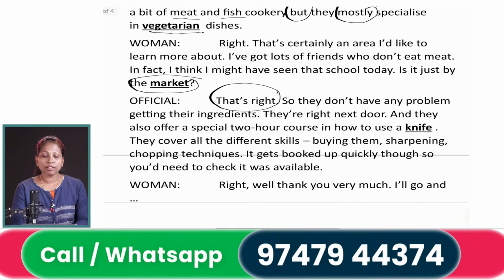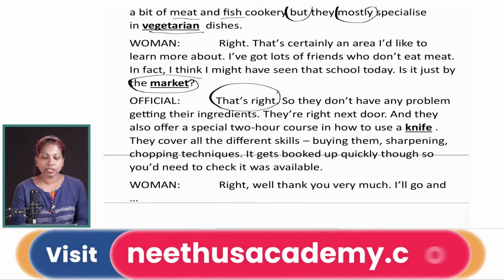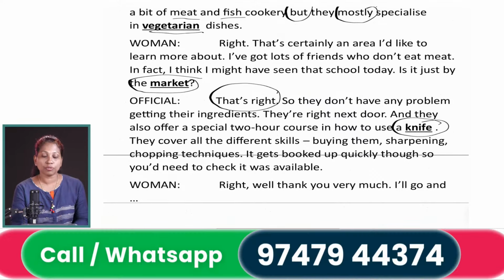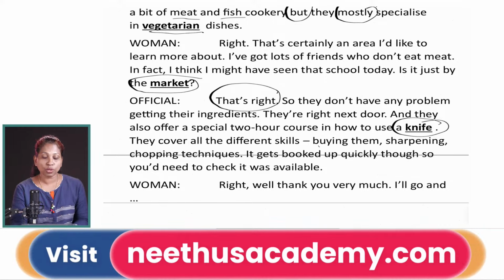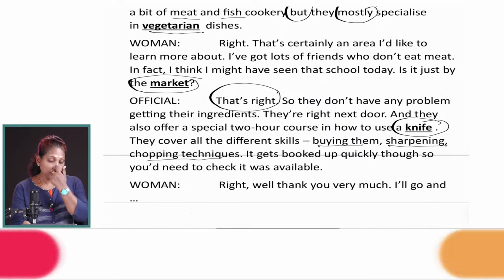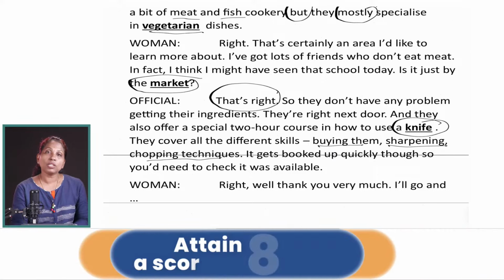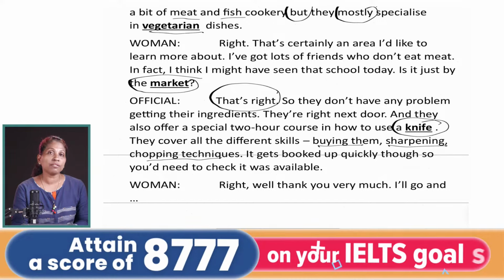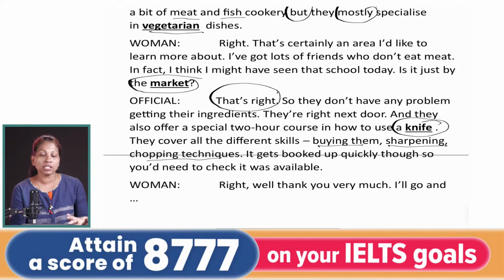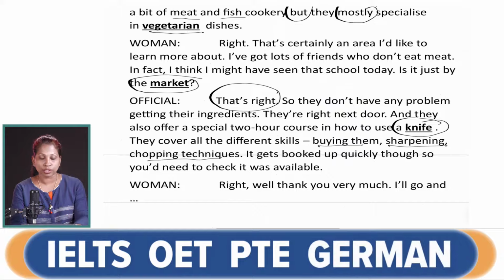So they don't have a problem getting their ingredients. They are right next door. And they also offer you how to use a knife. Like they'll show you how to buy them. They will show you how to sharpen them. They will also teach you some chopping techniques with the knives.